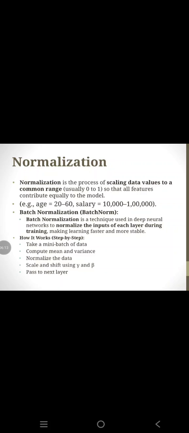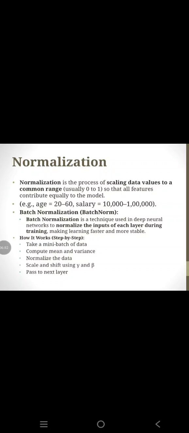Next one is normalization. In normalization, it is given as batch normalization. Some examples: based on the common data values, the data range, it contributes to the model. It will fix a range for age or salary. Likewise, here is an example. Age is 20 to 60, that is, for working people the age will be from 20 to 60, and salary will be 10,000 to 1 lakh. Likewise, it fixes the range, which is called scaling data values.